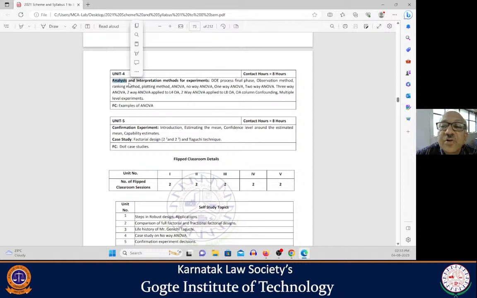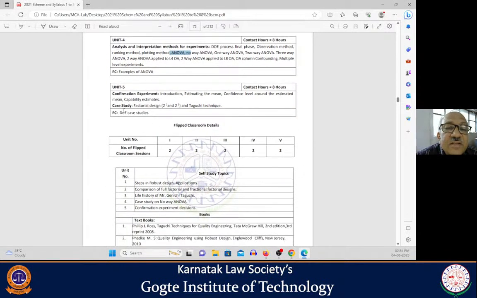So for analysis, we use software actually. Manually it is not quite feasible. So what is called ANOVA or analysis of variance is what is discussed in this chapter. And we would like to demonstrate software, though it is not there in the syllabus.